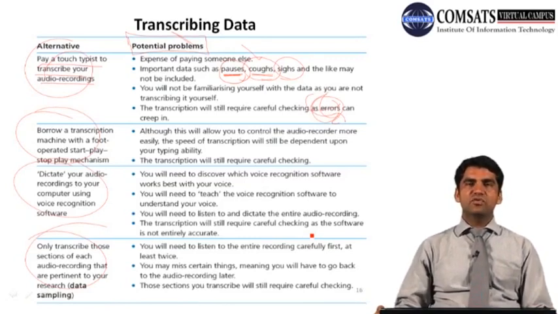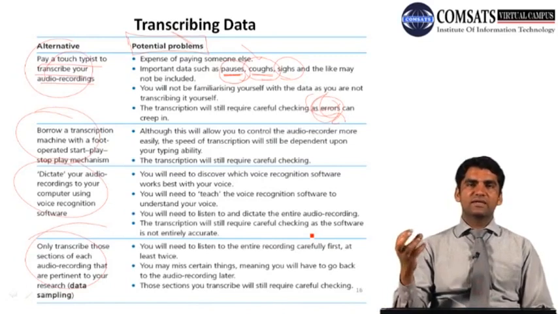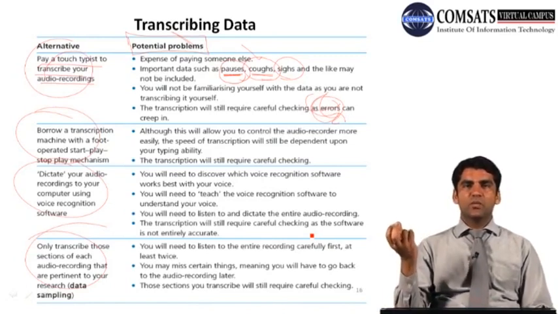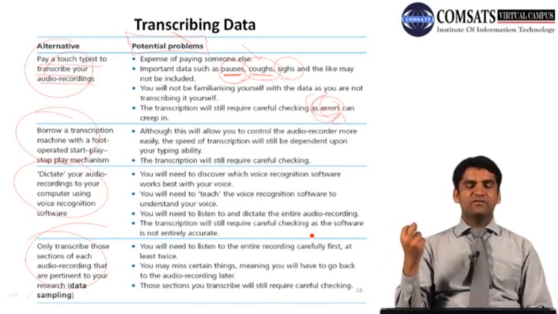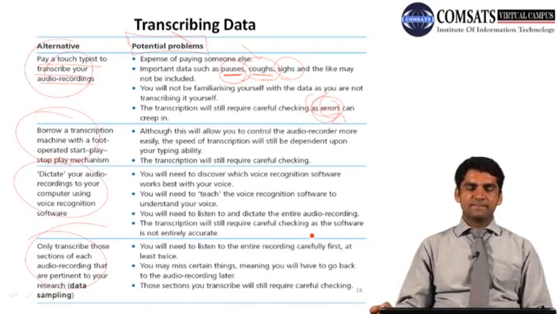So these are 4 important aspects when you have software that can recognize a voice. One, you have to find the voice recognition software that works best with your voice. Second, you have to teach the software to recognize your voice. Third, you have to listen and dictate the entire audio recording. And finally, you require careful checking of the software's output because it cannot be entirely accurate.